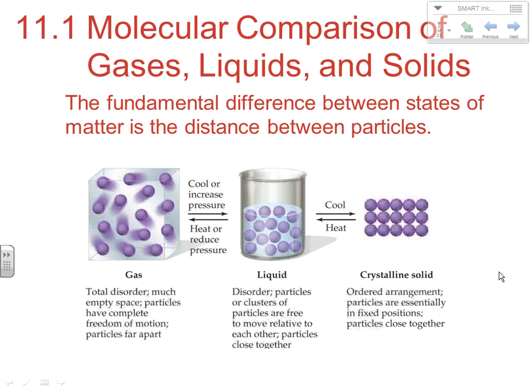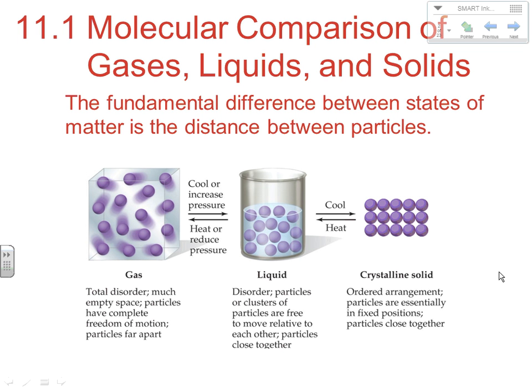Now first, 11.1 gets into comparisons between gases, liquids, and solids. And what you need to understand is while they have a variety of different properties, the fundamental difference between these states is really a matter of distance between the particles. In a solid state, your particles are packed close together. Liquid, relatively close, but space in between, so now they're free to move around. And in gases, they're farther apart than the other two.